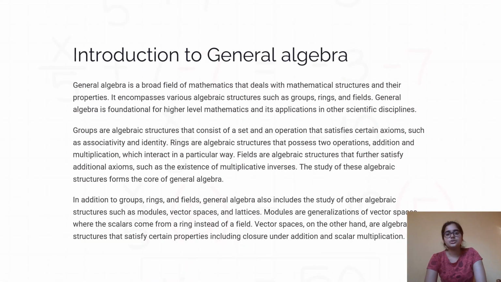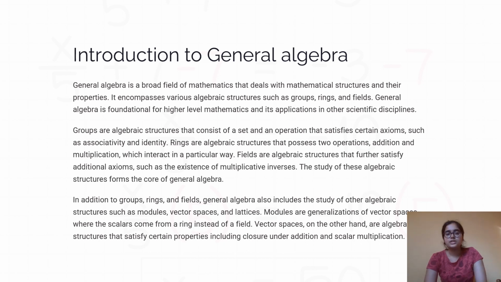The introduction to general algebra. General algebra is a broad field of mathematics that deals with mathematical structures and their properties. It encompasses various algebraic structures such as groups, rings, and fields. General algebra is foundational to higher level mathematics and its application in other scientific disciplines.